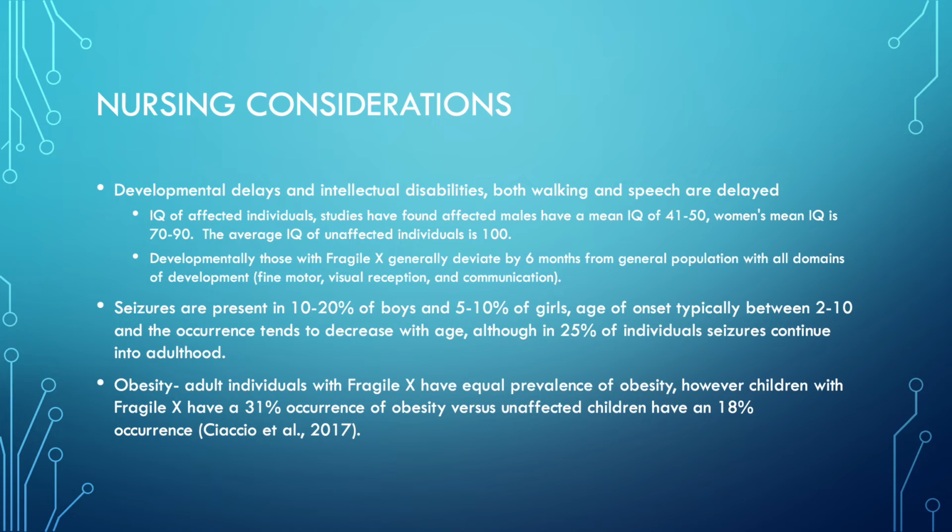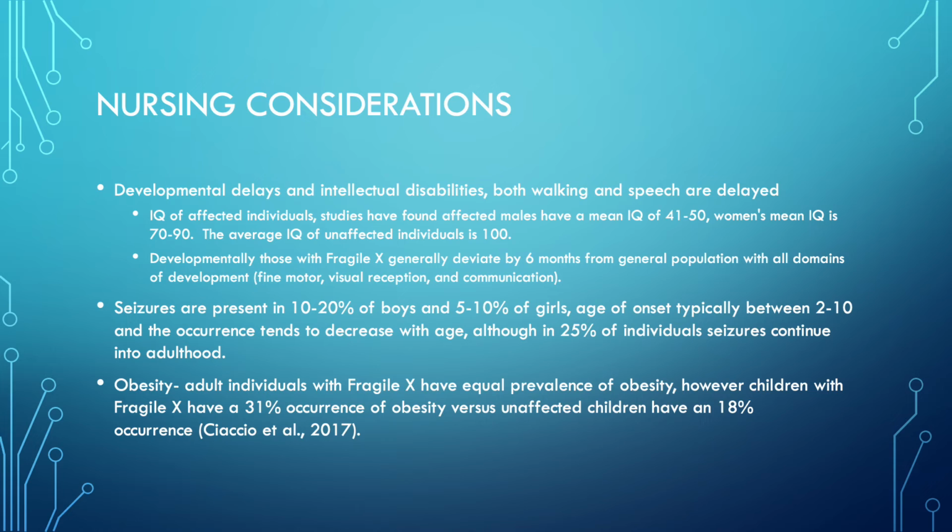Developmentally, those with Fragile X generally deviate by 6 months from the general population, with all domains of development, fine motor, visual reception, and communication being delayed or possibly delayed. Seizures are present in 10 to 20% of boys and 5 to 10% of girls. Age of onset is typically between 2 to 10, and the occurrence tends to decrease with age, although in 25% of individuals with Fragile X, seizures can continue into adulthood.